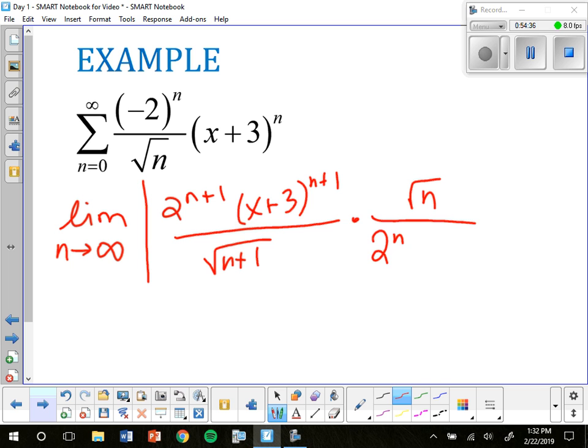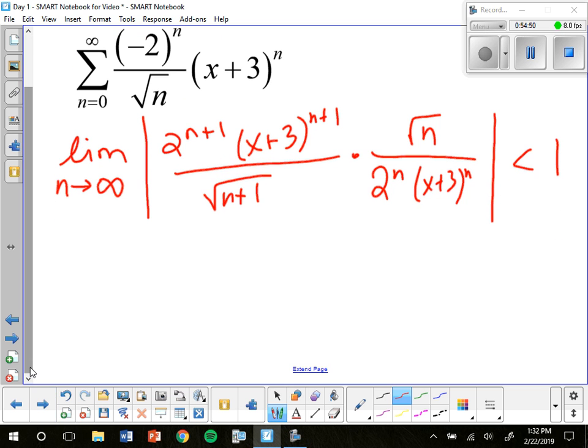I'm going to drop the negative. 2 to the n, x plus 3 to the n. And I need that to be less than 1 in order for it to converge. Why is less than 1? Okay, we simplify. Good, then I simplify. You can't simplify the roots. Good. So I'm going to pull them out front because I can simplify these. The rest I can simplify.